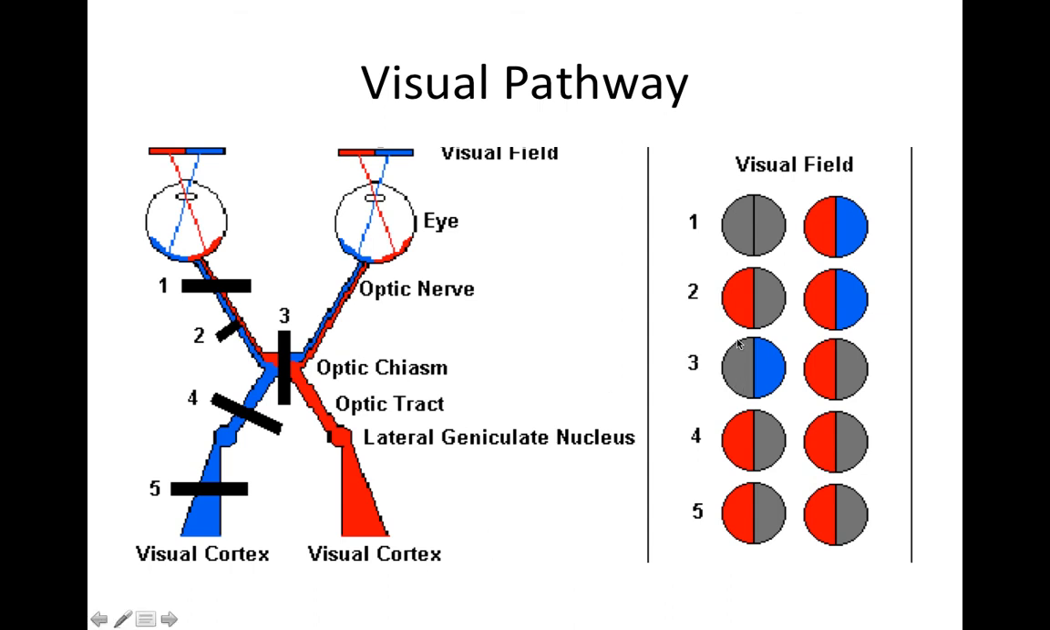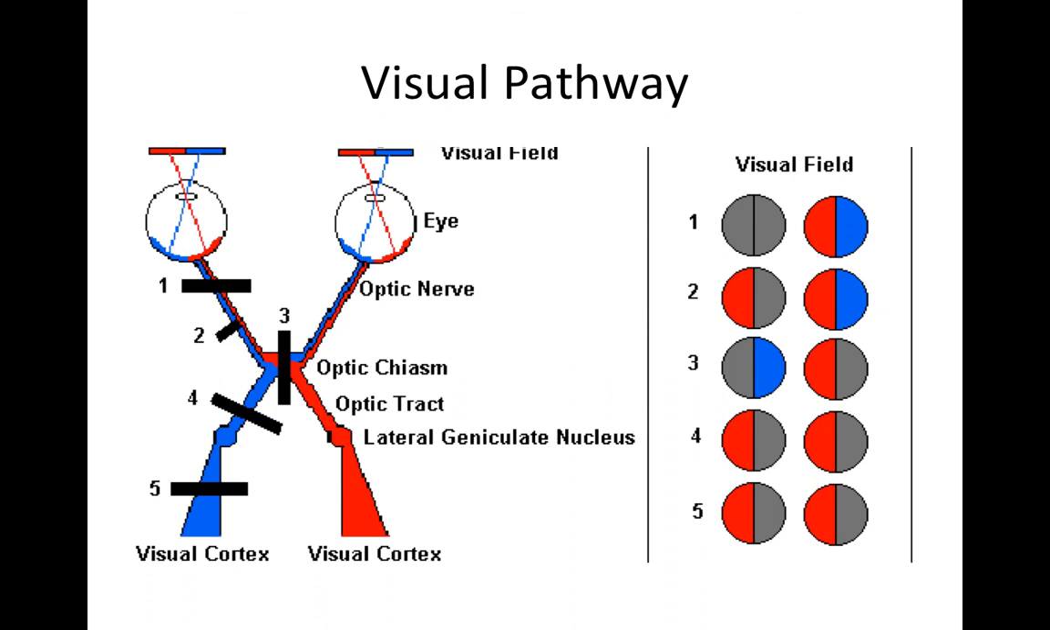So you can see we have now lost the temporal part of both visual systems, and this is actually called homonymous bitemporal hemianopsia. It's a mouthful, I know. Homonymous, meaning the same, bitemporal, meaning both lateral aspects of the eye, hemianopsia, meaning half of the vision field is lost.